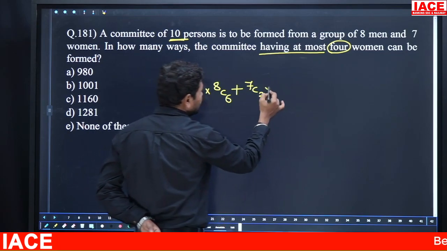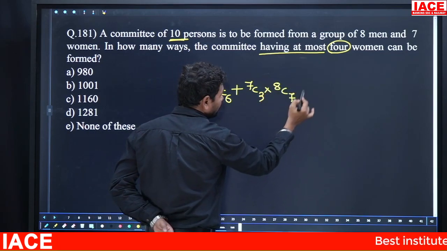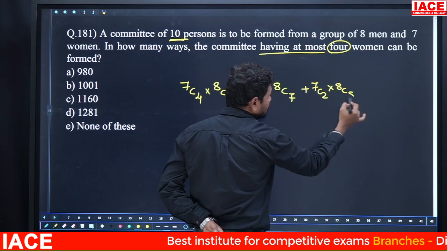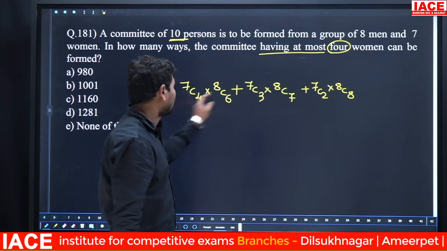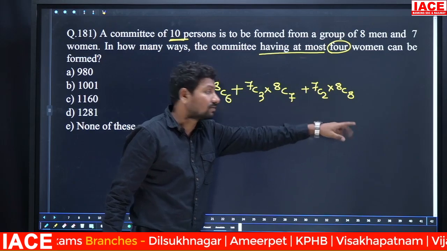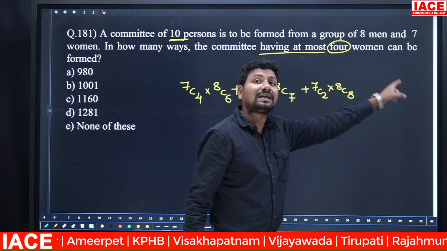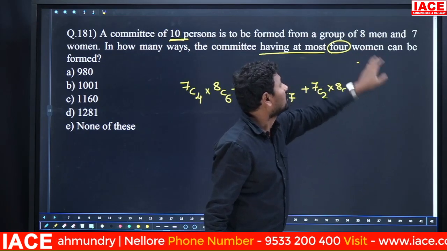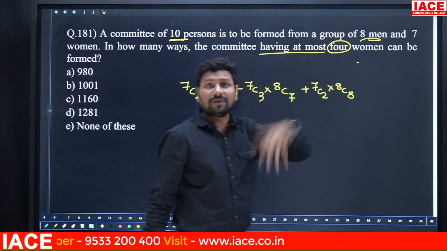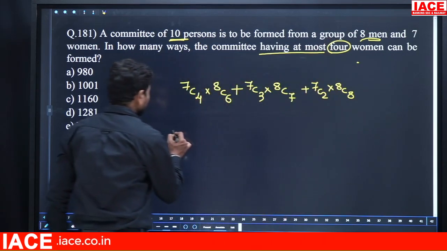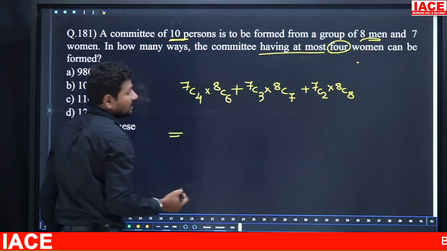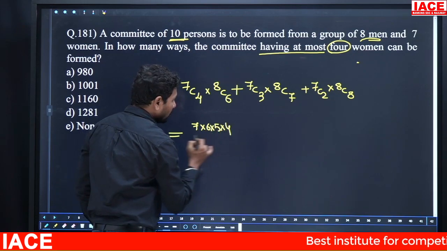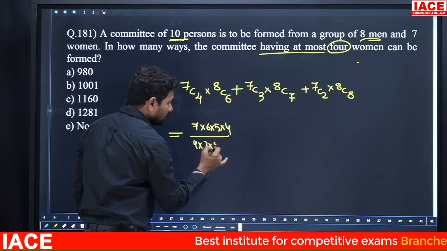7C4 into 8C6, plus 7C3 into 8C7, plus 7C2 into 8C8. It is 4, 3, 2, and you can go to 1 and 0 also. If we select 1 woman, 9 men are required, but overall we have only 8 men. We can't select 9 men. That's why we can stop here. Then 7C4 cancellation is required. 7C4 is equal to 7C3 also. 7C4 is written as 7 into 6 into 5 into 4 by 4 into 3 into 2 into 1.